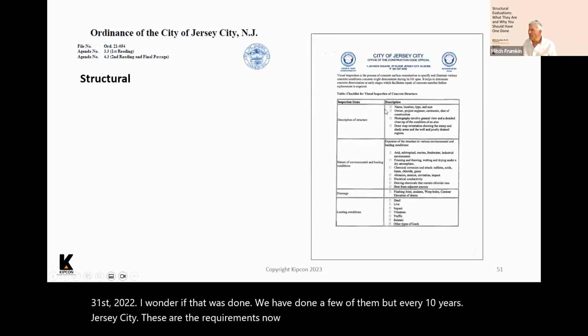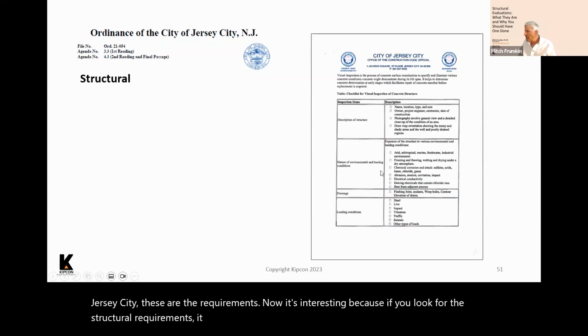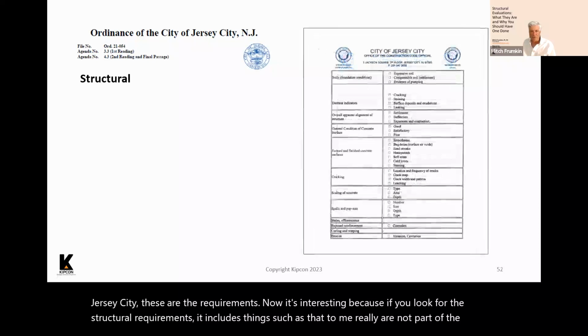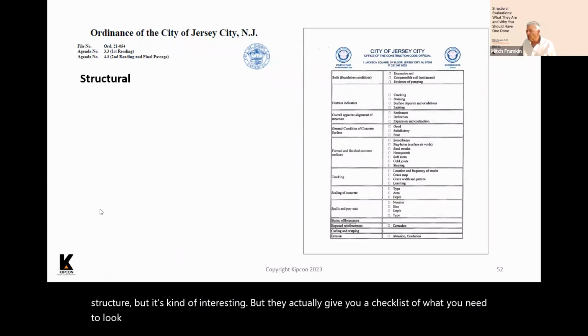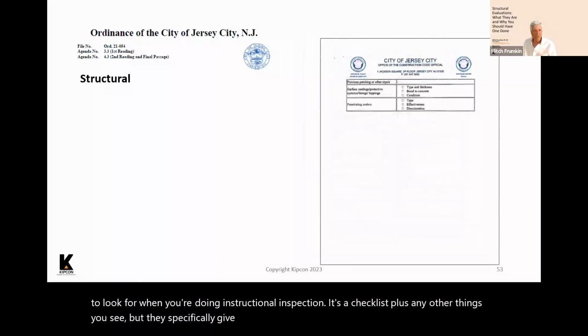Now, it's interesting because if you look at the structural requirements, it includes things that, to me, really are not part of the structure, but it's kind of interesting. They actually give you a checklist of what you need to look for when you're doing a structural inspection. It's a checklist plus any other things you see, but they specifically give you a checklist.